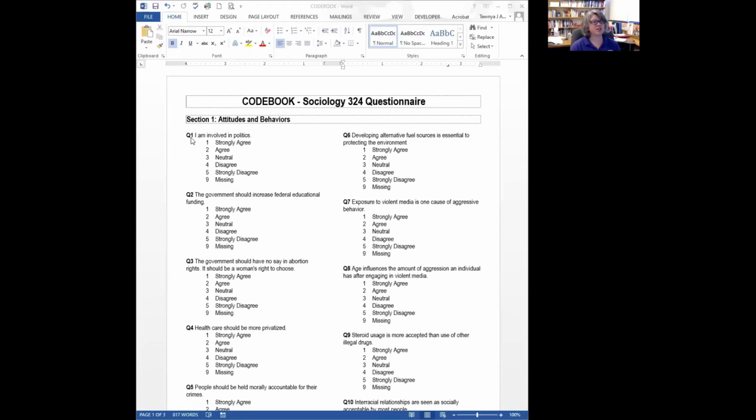So the first question, again, Q1, I am involved in politics. And we have all of our response categories, again, strongly agree to strongly disagree. But we've assigned those numeric values. When we enter the data into SPSS, we're going to enter the number. We're not going to write out strongly agree. It makes it quicker for data entry. It makes it less likely that we make a mistake.